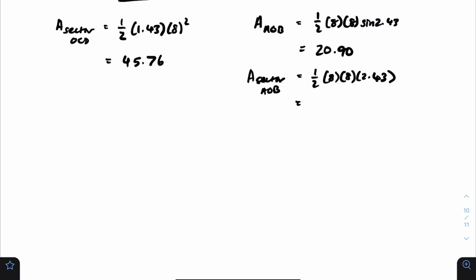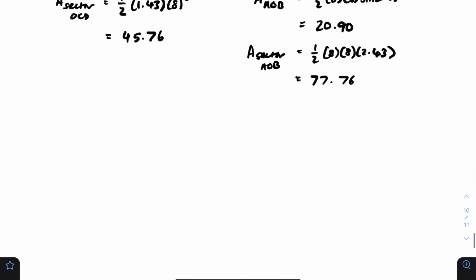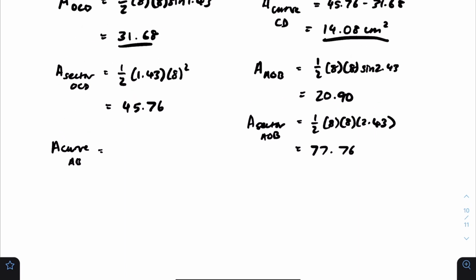And that's equal to 64 divided by 2 is 32. So 32 times 2.43 is equal to 77.76. So the area of what we think is curve AB is equal to the area of the sector minus the area of the triangle. So that's 77.76 minus 20.9, which is equal to 56.86.